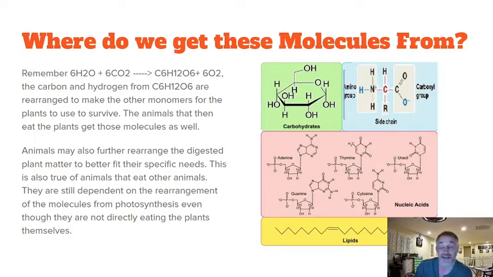So the animals that eat plants are basically taking that in and using that as their source. And even animals that don't eat plants, maybe carnivores, well, they're probably eating an animal that does eat a plant somewhere down the line. So they basically kind of rearrange this digested plant matter to fit their specific needs, and that's true of carnivores as well, right? So they're all still dependent on the rearrangement of molecules during photosynthesis. So really, everything starts with photosynthesis. So even organisms that don't eat the plants directly, they depend on animals that do eat the plants directly.